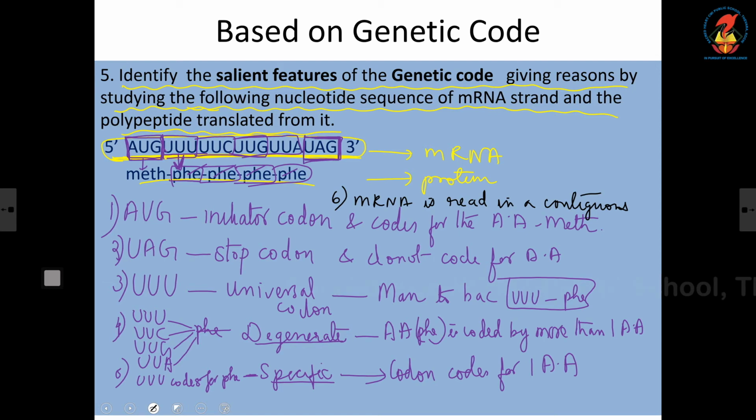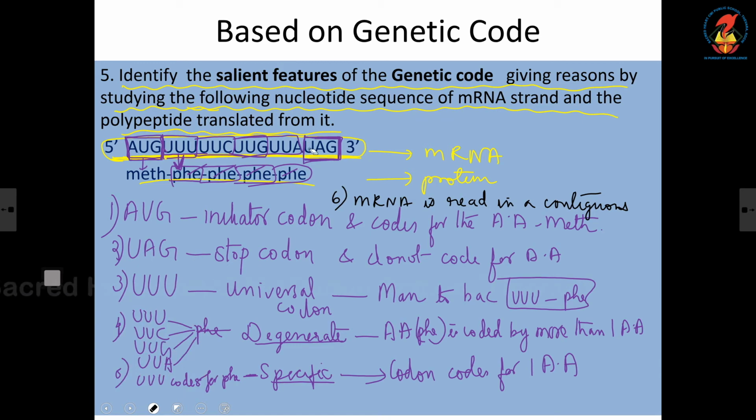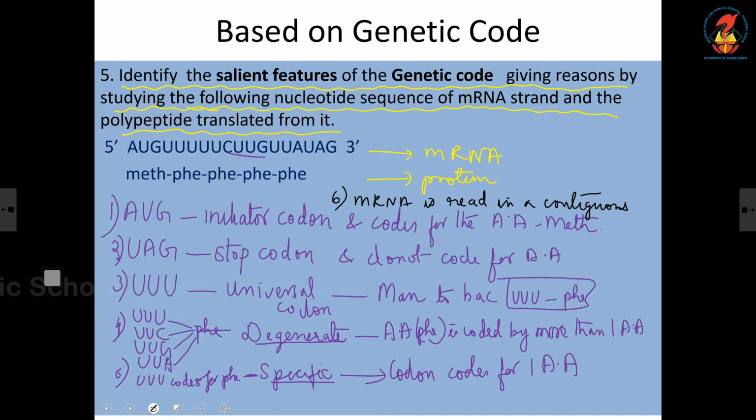Without any punctuations, without any pauses. So, we will cross check whether in our question they gave it as per the genetic code. Yes, I have erased the scribblings and you cross check whether it is given in a continuous manner. Yes, it is given without any punctuations or pauses: A, U, G, U, U, U, U, U, C, U, U, G, U, U, A, U, A, G.